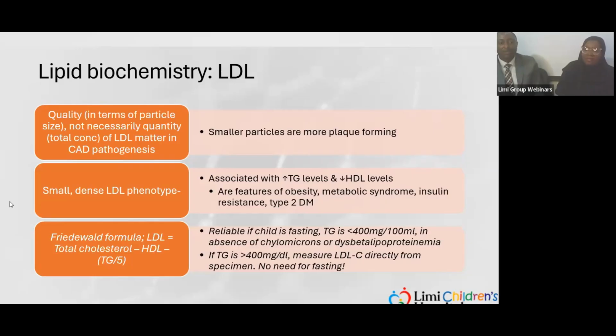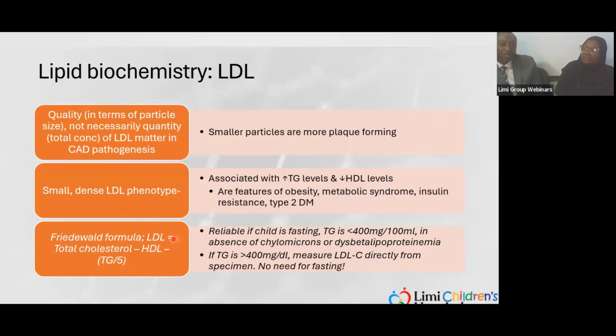So we have this formula here, the Friedewald formula for calculating low density lipoproteins. That's to quantify it. Provided we can measure the total cholesterol, the high density lipoproteins, and the triglycerides, through this formula we can derive the low density lipoprotein.